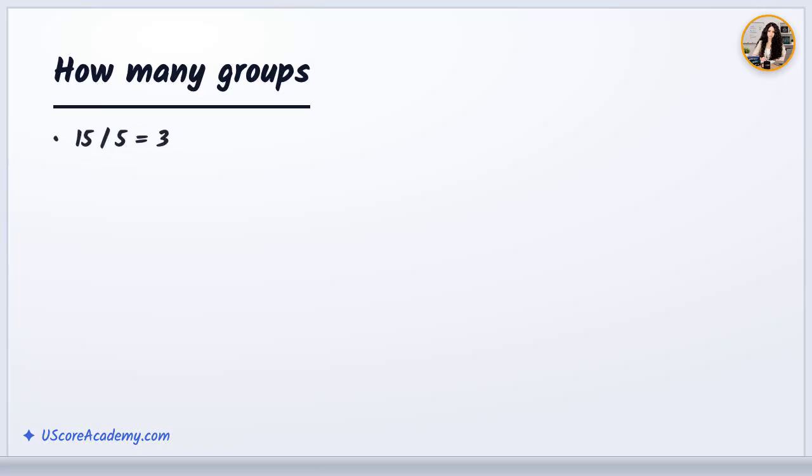Division can also ask how many groups fit. 15 divided by 5 asks how many groups of 5 we can make from 15. Count them out, and 3 groups fit perfectly. So 15 divided by 5 is 3.